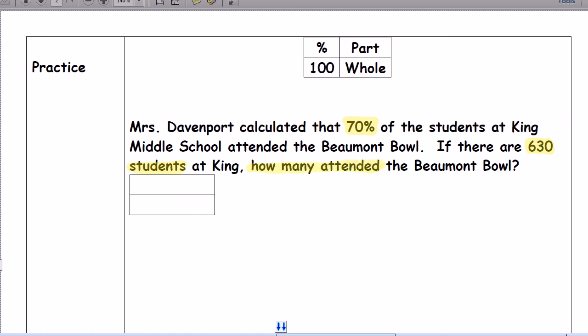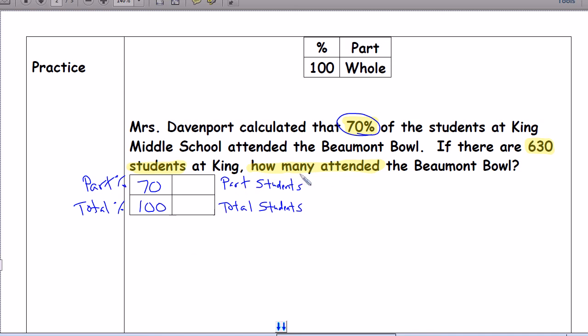So now we're going to fill in our box. Remember to always put your labels: the part of the percent, and the total percent, and the part of, in this case, the students, and this is going to be the total students. So I do know the part of the percent, that's this 70%, because it has a percent symbol behind it. The total percent, we know this is always going to be 100. The part of the students is what we don't know. We don't know how many actually attended, but we do know we have 630 total students at King Middle School. So that's 630. So to solve this problem, I can cross multiply.